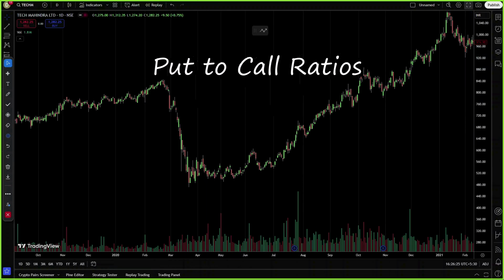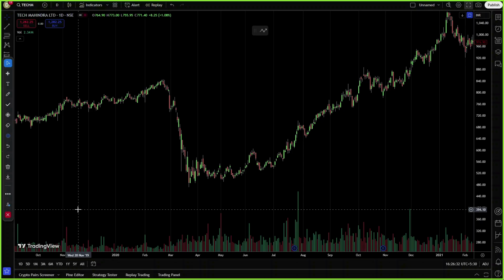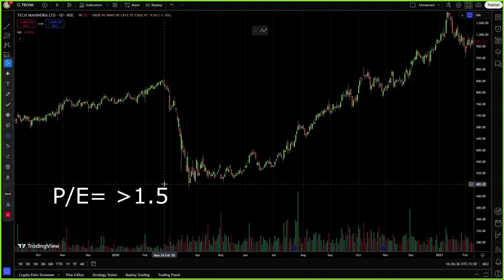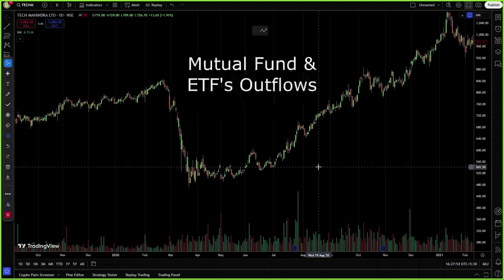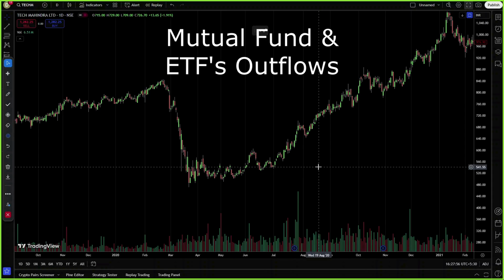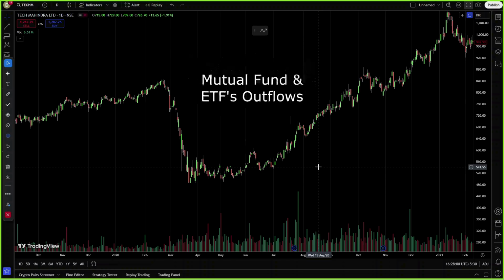One more indicator you can watch for is the put to call ratio. Whenever this ratio is very high, like 1.5 or even more, that means too much bearishness and too much pessimism is there in the market. So likely the market might turn around in the near future. One more thing you can observe from the investor point of view is that mutual fund or ETF outflows will be at record highs. Retail investor selling will be at high levels.